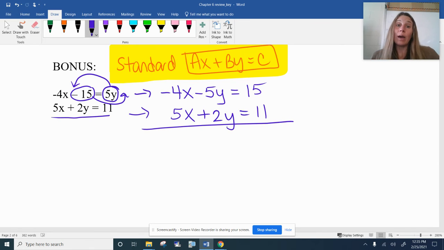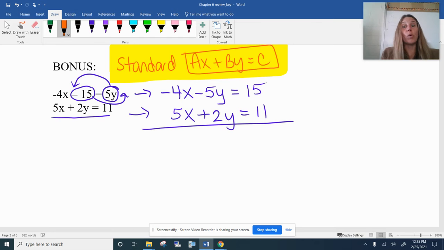Okay, so now that's great. We're in standard form. Will any of this cancel? Well, 5 and 2 don't cancel. 2 can't even go into 5 evenly. 4 and 5 don't cancel either, and 4 can't go into 5 evenly.